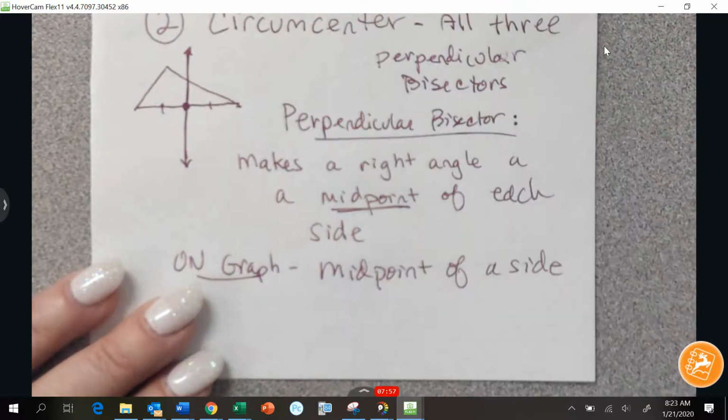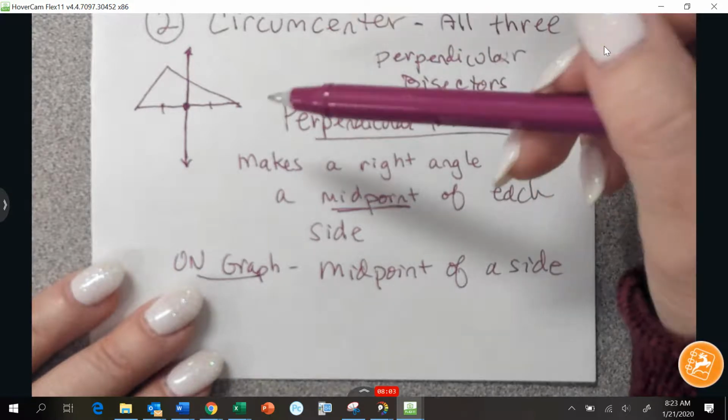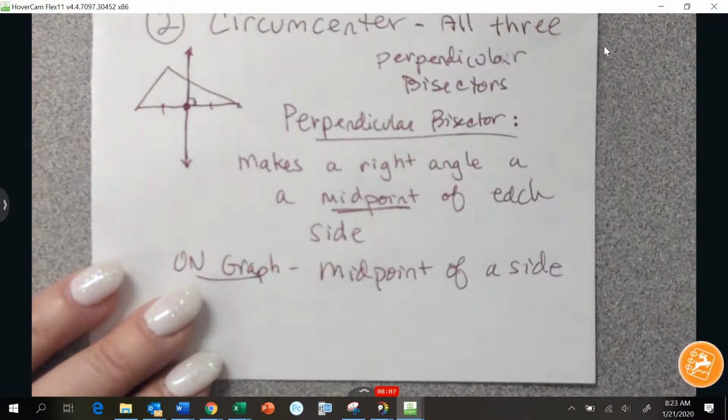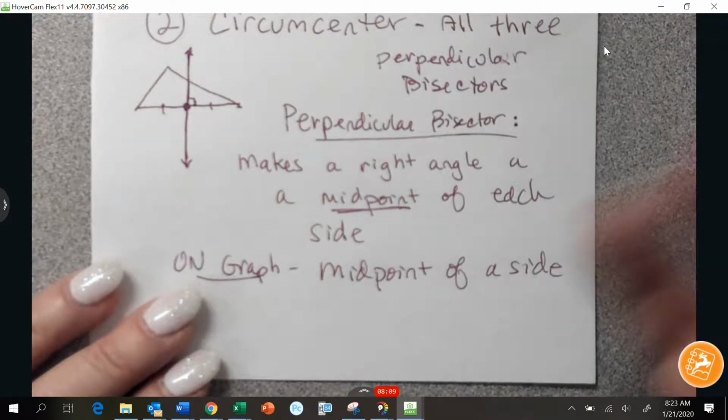Matthew. I need this line to go through the midpoint and be perpendicular, but how do I make it perpendicular on a graph?